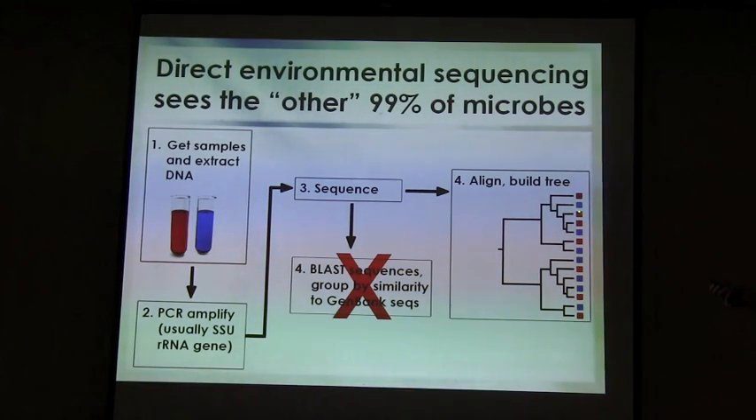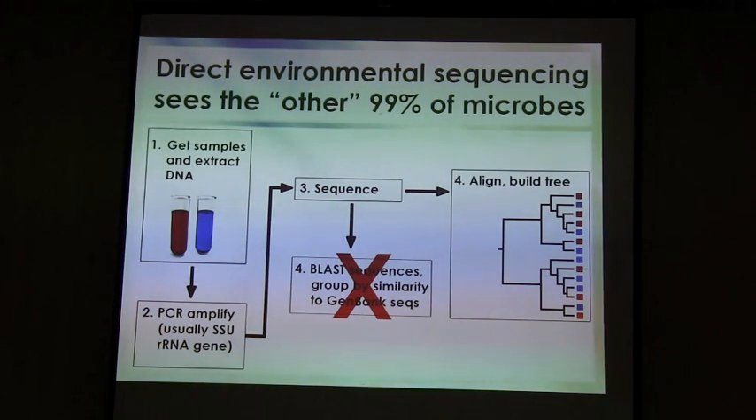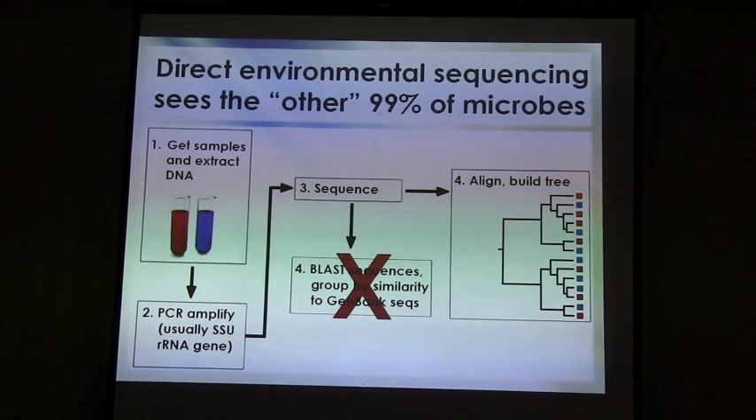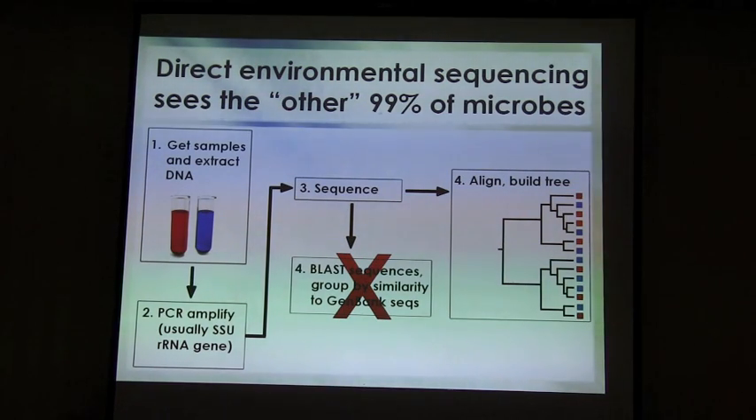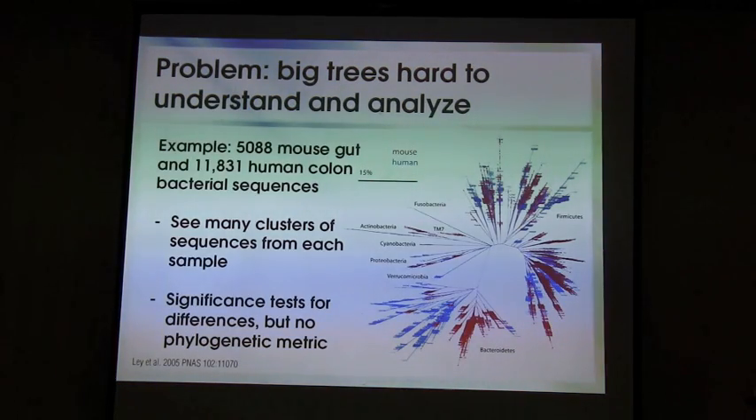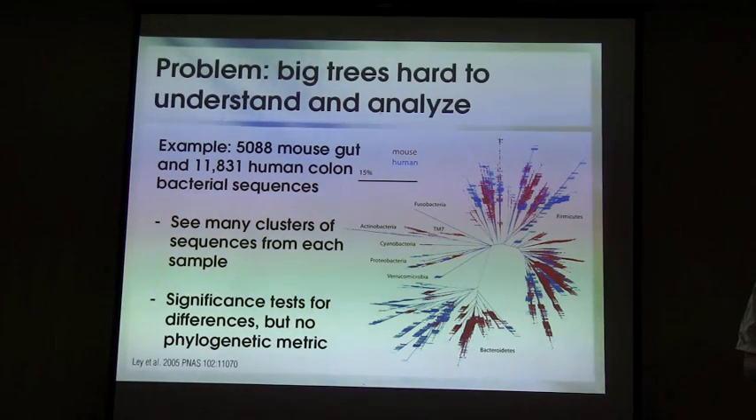and then relating the sequences on those trees back to the samples that they came from, and also crucially back to their closest relatives, so that we can understand things about the biochemistry and the genetics of the closest cultured bacteria to the unculturable bacteria that we see out in the environment. But this runs us into another big problem, which is that these large trees can be really hard to understand and to analyze.